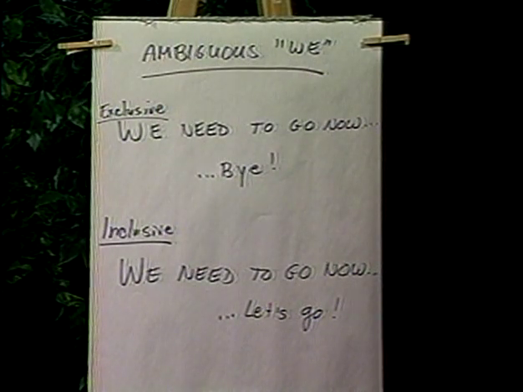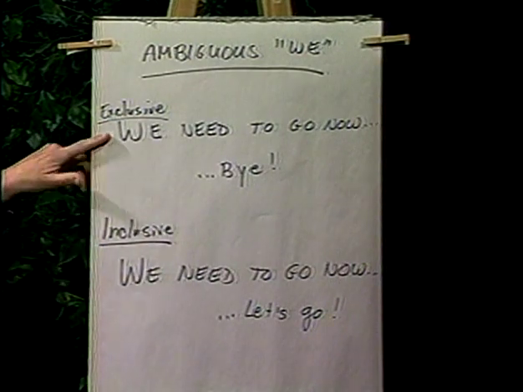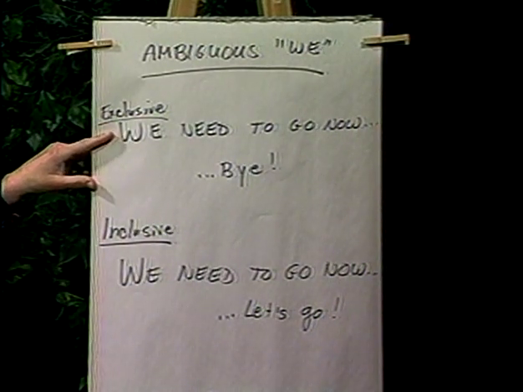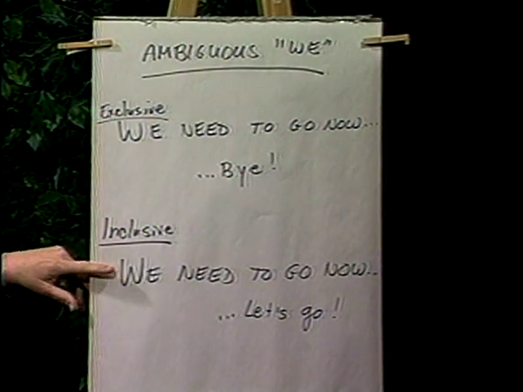It could be dual or plural. We don't know how many people we're talking about. It could be inclusive or exclusive. We don't know because our language just doesn't make that distinction. Let's take an example here. To show the ambiguity, we could say this same sentence the same way, and it could be interpreted either as exclusive or inclusive. We need to go now, or we need to go now.